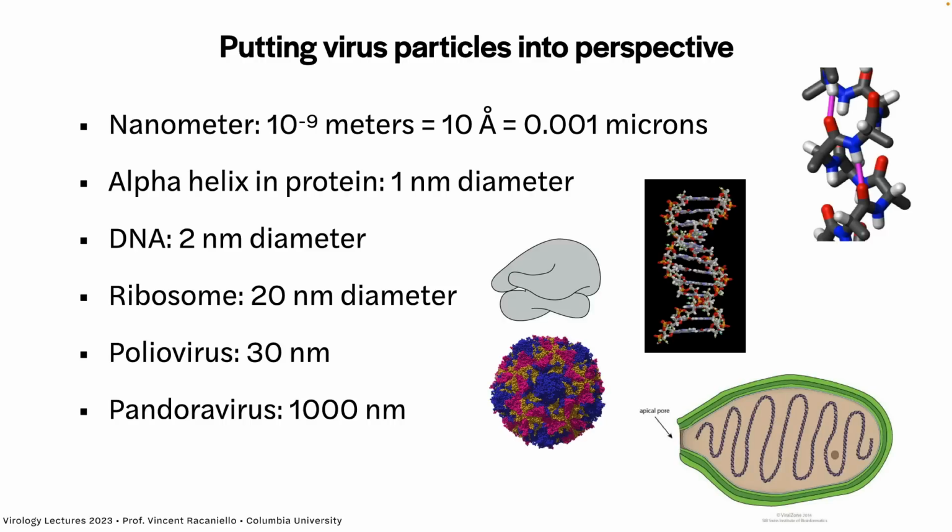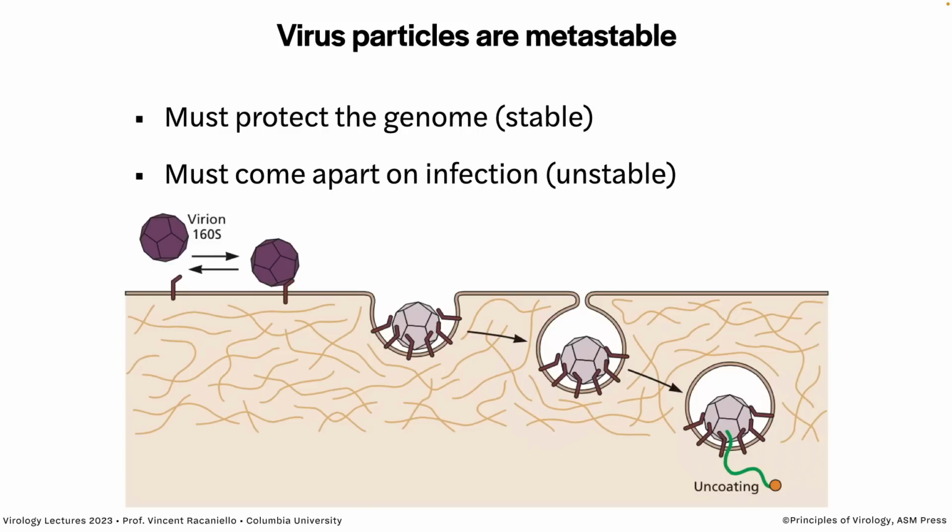All right, so a nanometer, 10 angstroms, 0.001 microns. Virus particles are what we call metastable. It means that they're really stable at some point to protect the genome. So if you swallow a virus like poliovirus, it's passing through very harsh conditions in your stomach and intestine, and it remains infectious. So it's highly stable, yet it has to give up the genome. At some point, it has to become unstable, and so the combination of the two is what we simply call metastability.